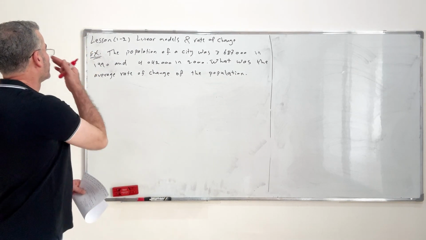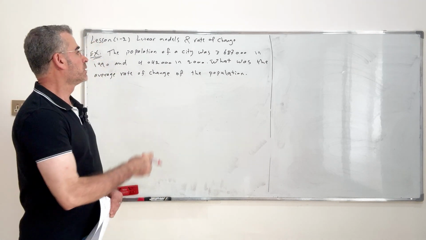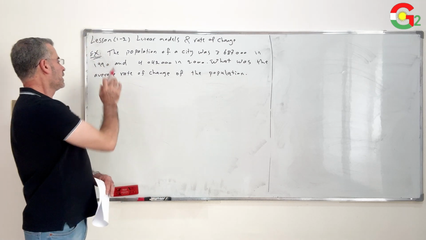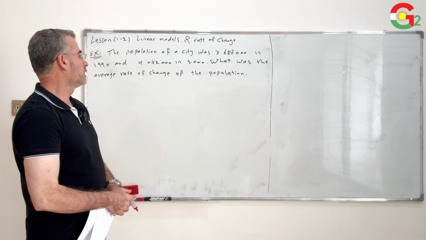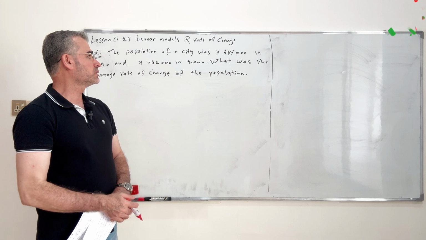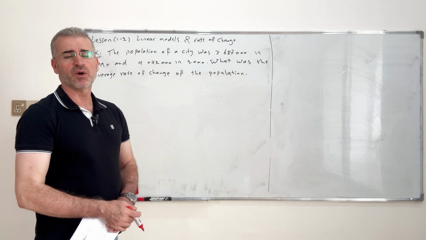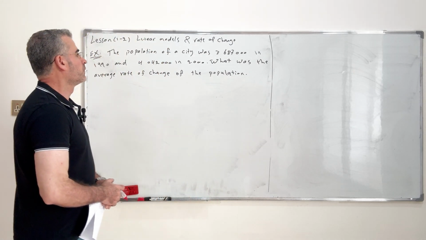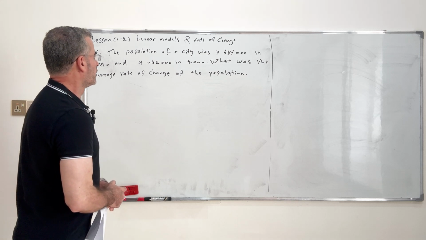Example, the population of a city was 3,687,000 in 1990 and 4,042,000 in 2000. What was the average rate of change of the population? We want to find the slope or the rate of change of population.